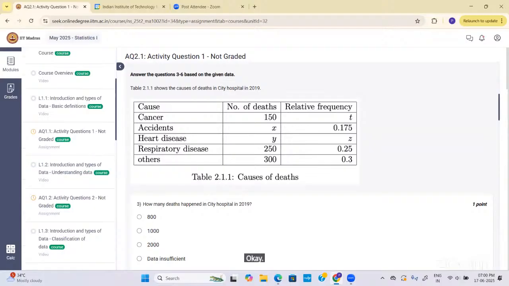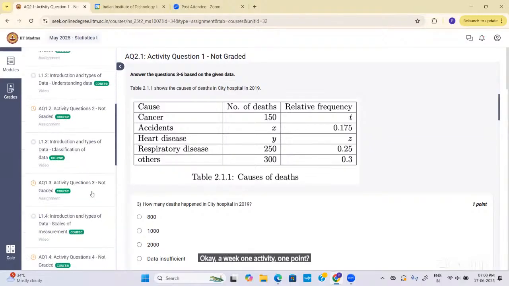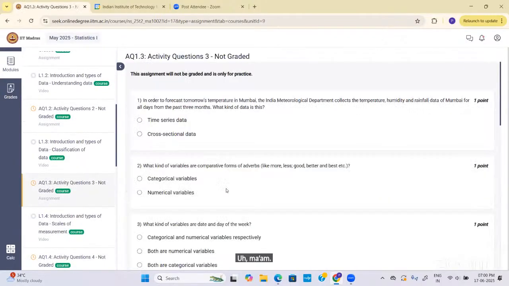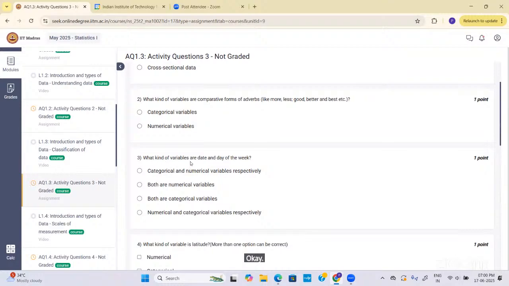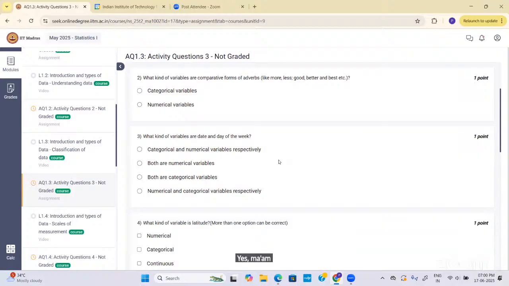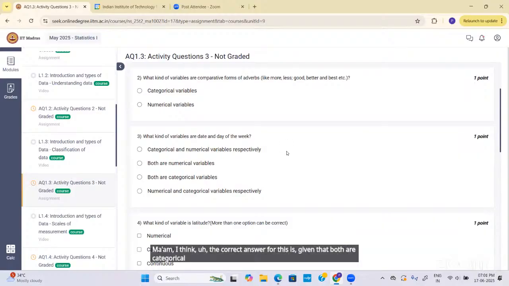Okay, week 1 activity 1.3. Ma'am, 1.3, question number 3. What kind of variable are date and day of the week? Ma'am, I think the correct answer is given that both are categorical, but I feel that day is categorical, but date should be numerical.